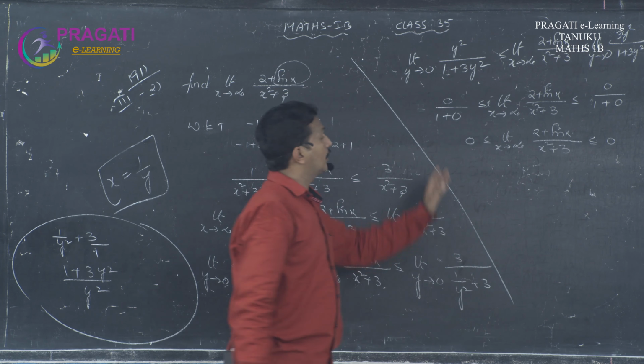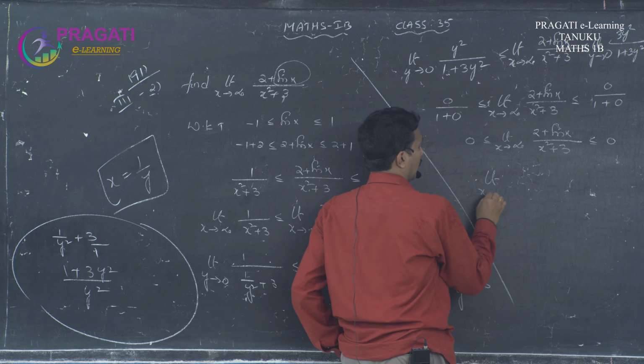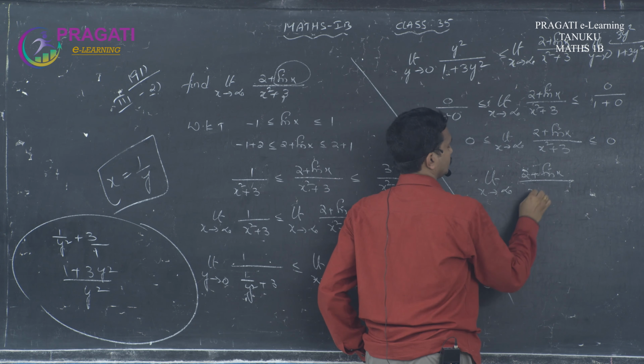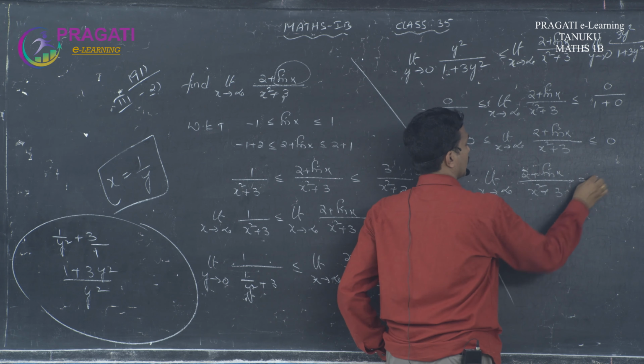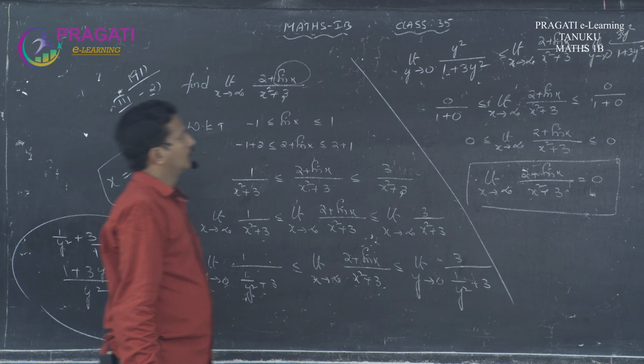The first part will be equal to 0 and the third part will be equal to 0. Automatically by sandwich theorem, the middle one will also be equal to 0. Therefore, limit x tends to infinity of (2 plus sin x) by (x square plus 3) is equal to 0. Okay.